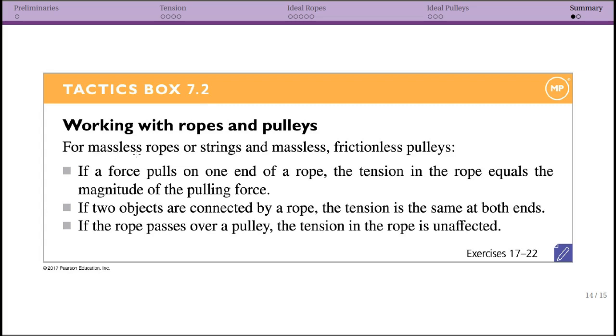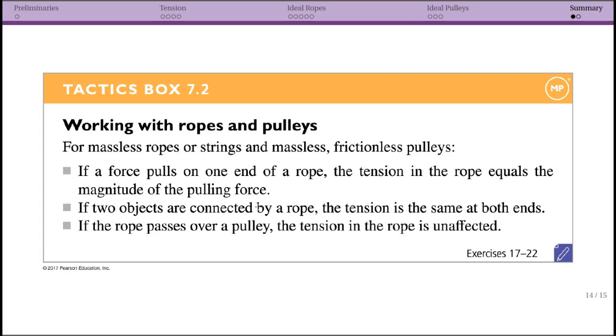So first, we're always considering that our ropes and strings are massless unless you're told otherwise. Your pulleys are going to be frictionless and massless unless told otherwise, which we'll see in a couple of chapters. Once you have some sort of force pulling on one end of the rope, the tension in the rope equals that pulling force, right? It's not more subtle than that. Constant force through the whole thing.